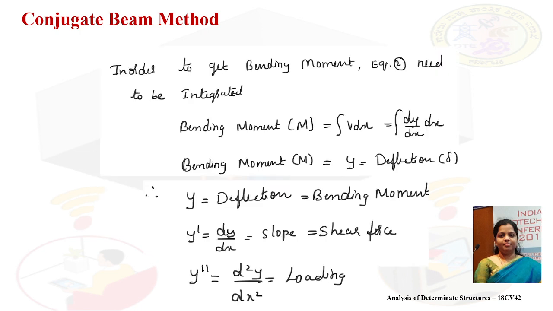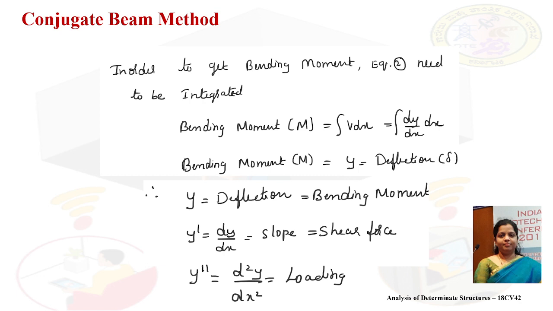This will be equal to slope theta. In order to get bending moment, equation 2 needs to be integrated. Bending moment M is equal to integration of V into dx. Here V is equal to dy by dx as we already derived. So integrating this dy by dx, we will get y. This y is called deflection, that is delta. Therefore, y is equal to deflection.